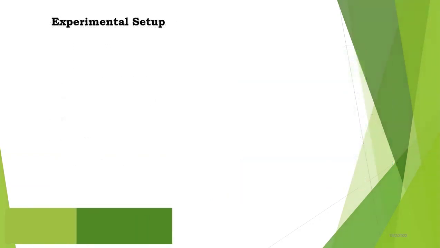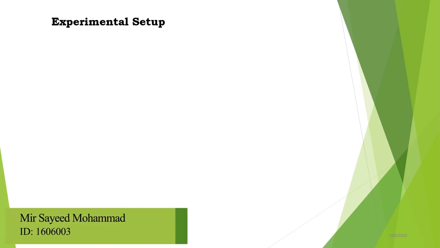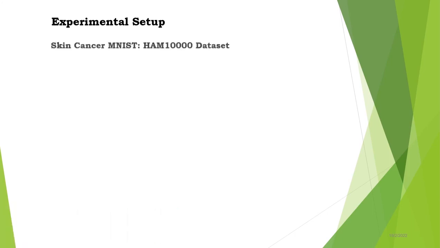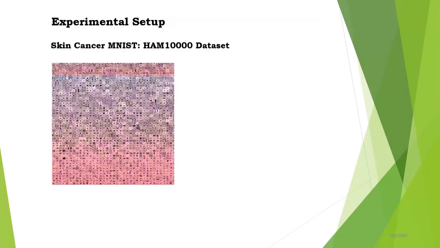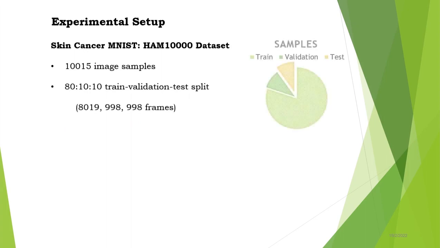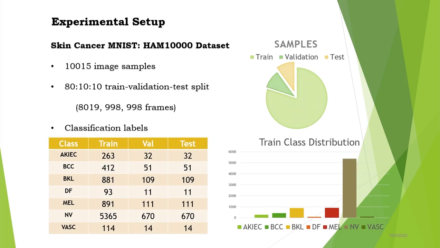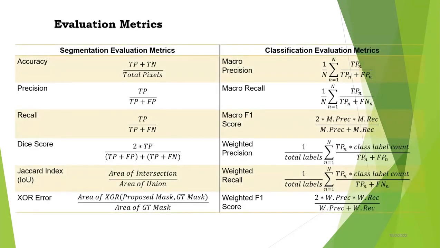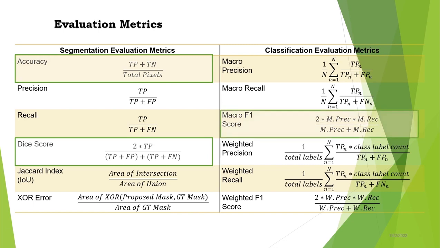For most of the experimental part of this project, the HAM10000 dataset, known as the MNIST for skin cancer, has been used for training and testing models. For our experiments, the dataset was given a train, validation, and test split of 80-10-10. Despite being imbalanced in nature, the 7 classes have an equal distribution over the 3 subsets. Metrics used for evaluating our subtasks are shown here. In the segmentation task, dice score was considered to be the main evaluation metric, and in case of classification, accuracy and macro F1 scores were considered.